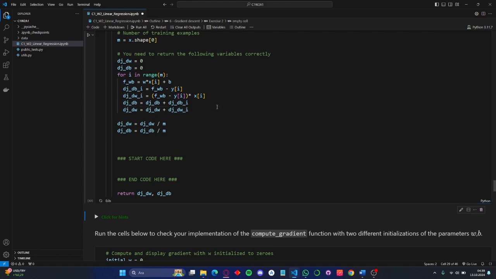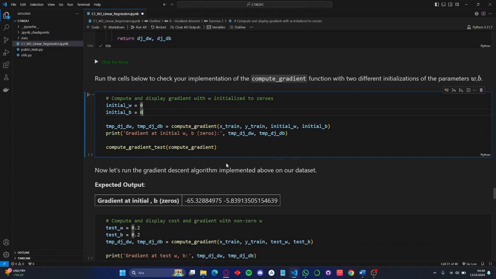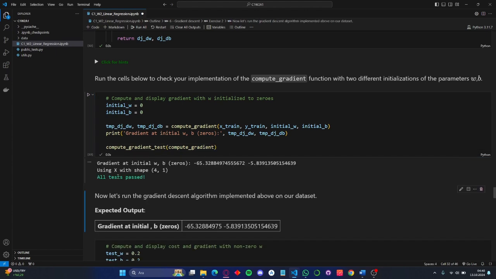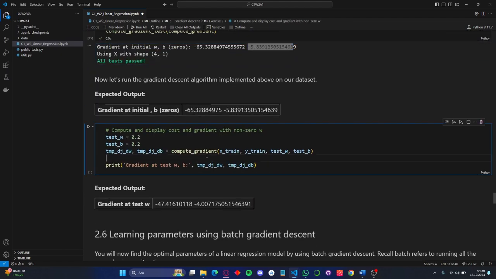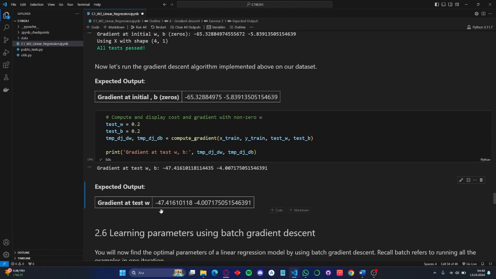And I'm running this cell. Here we compute according to these zero values, and I get these numbers. Yes, all tests passed with the w and b parameters like this. And again we compute and display the cost and gradient with non-zero values. Again the result is the same as the expected output.